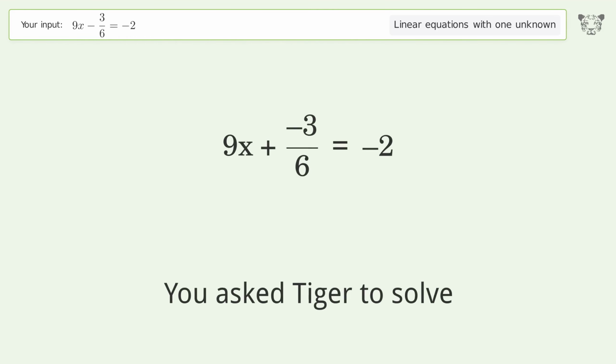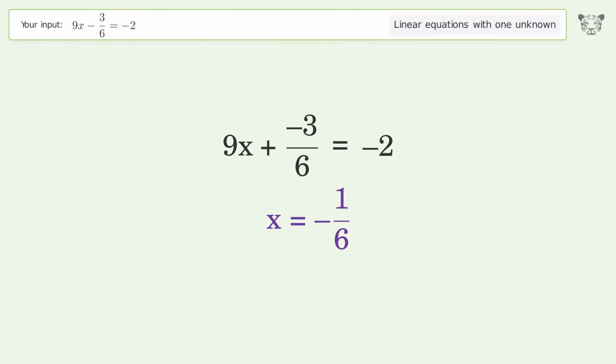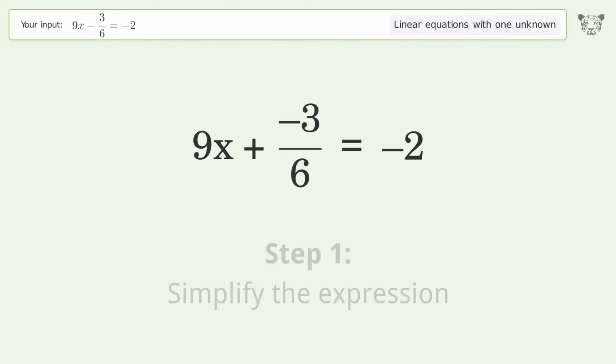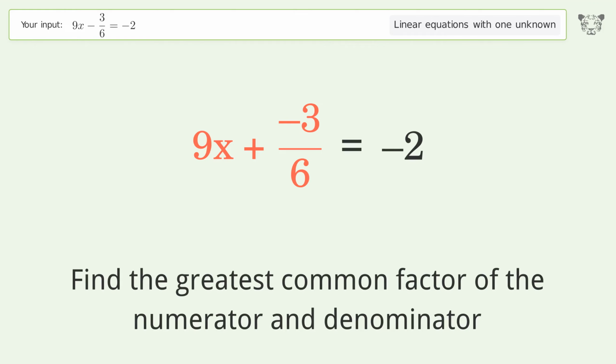You ask Tiger to solve. This deals with linear equations with one unknown. The final result is x equals -1/6. Let's solve it step by step. Simplify the expression. Find the greatest common factor of the numerator and denominator.